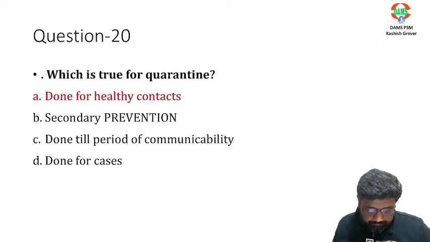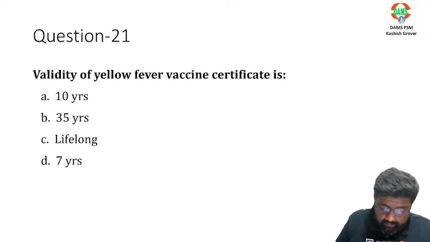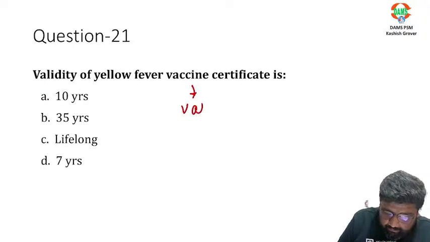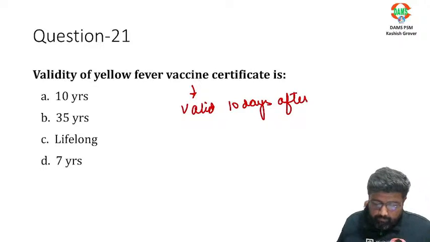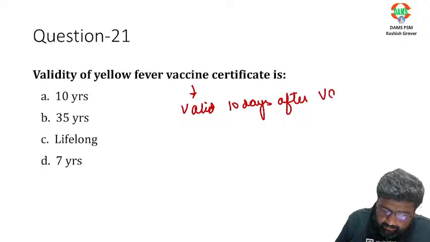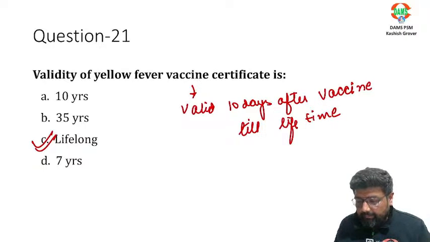Now, validity of yellow fever vaccine certificate. It is valid 10 days after getting vaccine. Till lifetime. C is the correct answer here.